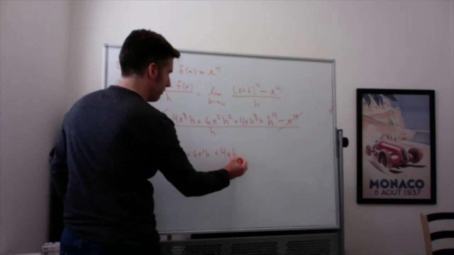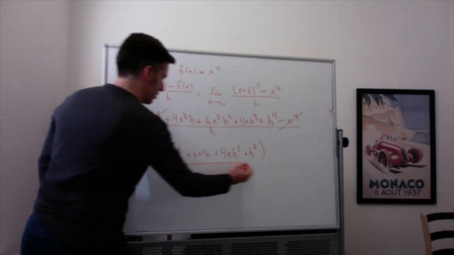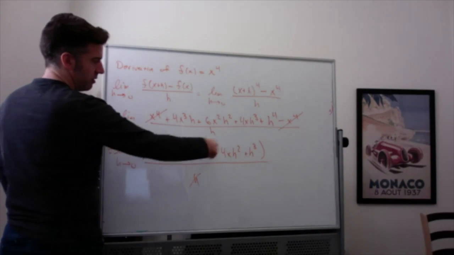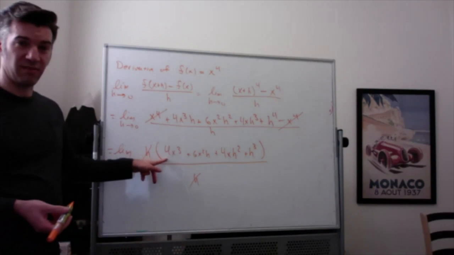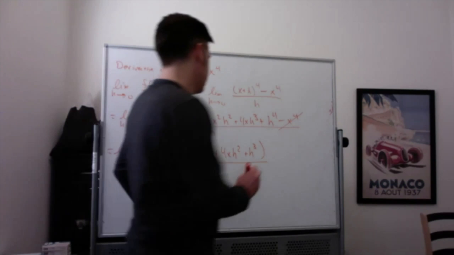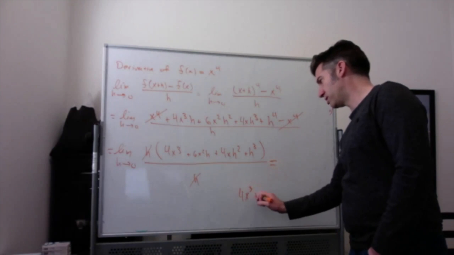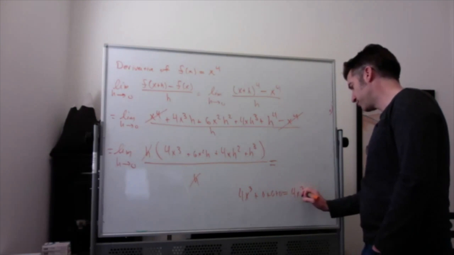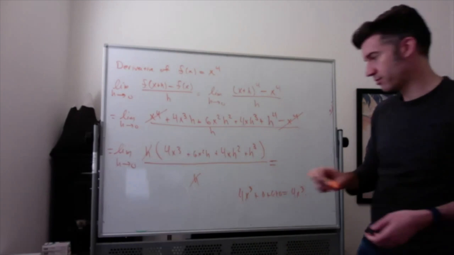And so once you eventually take the limit as h goes to 0, well, these cancel. And then all the remaining terms that have h's, those go to 0. So the only one that really matters is this one right here. So this ends up being 4x cubed plus 0 plus 0 plus 0, which is 4x cubed. So the derivative of x to the 4th is 4x cubed.